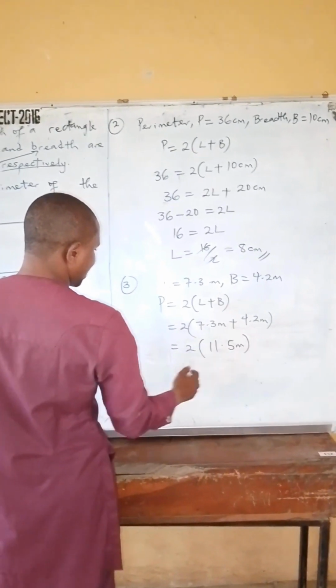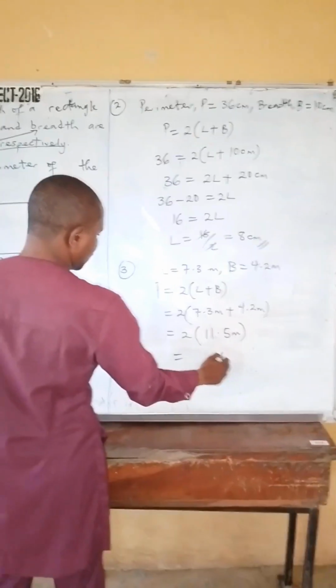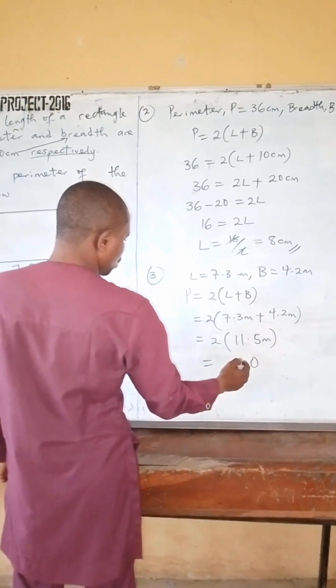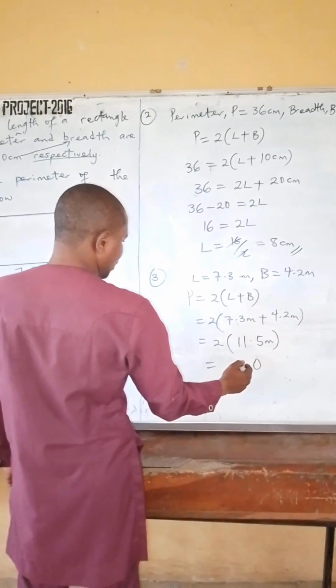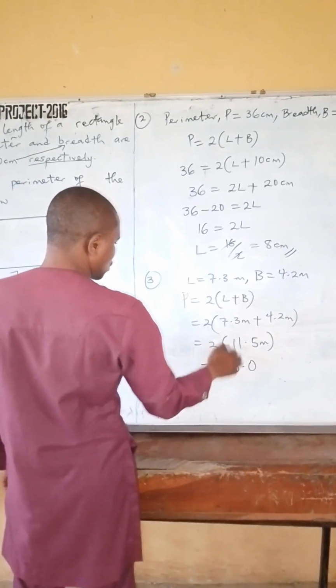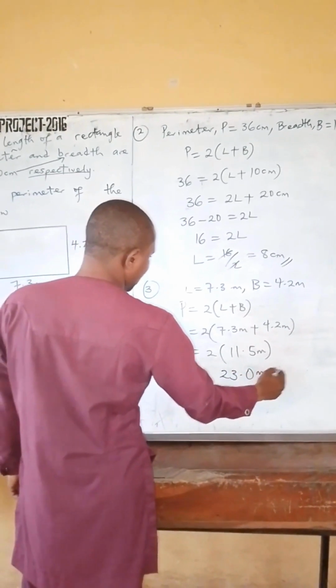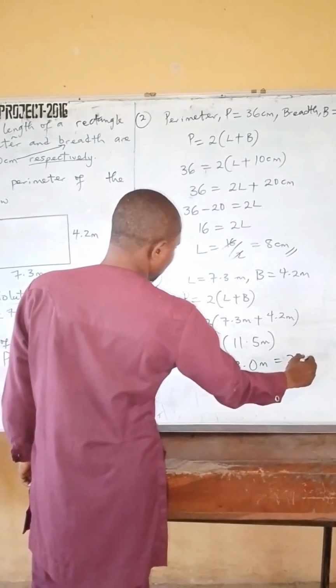So 7.3 meter plus 4.2 meter will give us 11.5 meter. And by the time we multiply, 2 times 5 will give us 10. 2 times 1 here will be 2 plus that one that we kept, it will be 3. 2 times 1 will give us 2. So we are going to have 23.0 meter, which is also equivalent to 23 meter.